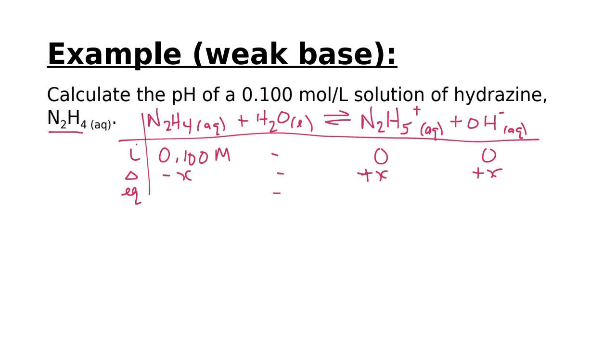Weak base equilibrium is just like weak acid. They change by one hydrogen only. And so we'll never see any coefficients in weak acid or weak base. If it's a strong acid or a strong base, sometimes we'll see coefficients. So we're going to have 0.100 minus x at equilibrium, and then we'll have x and x listed there.